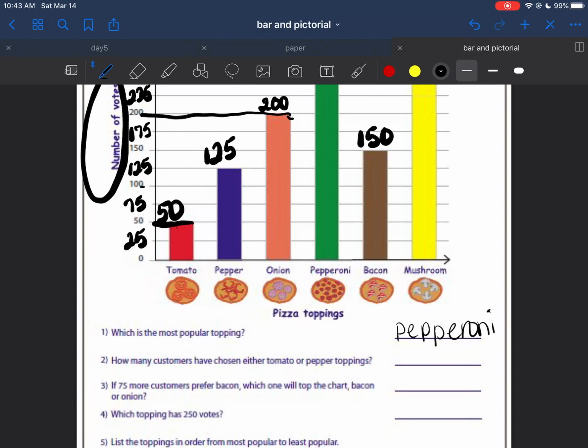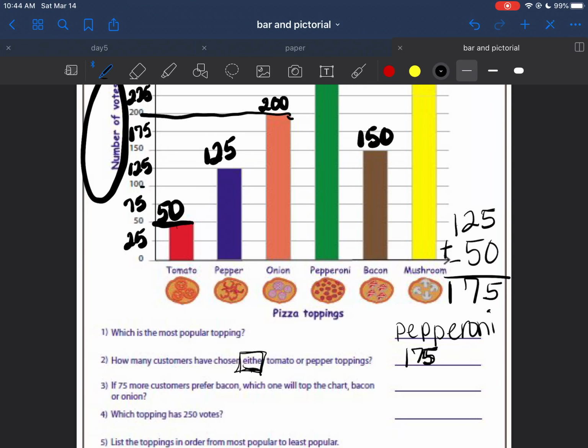All right, number 2. How many customers have chosen either tomato or pepper topping? So it wants to know how many chose either of those. So I'm looking at 2 different toppings. So I'm looking at tomato, which is 50, and pepper, which is 125. Now, I want to figure out how many chose either of those. So what I'm going to do is add them together to get my answer. 5 plus 0 is 5. 5 plus 2 is 7. 1 plus 0 is 1. So 175 people chose either tomato or pepper.